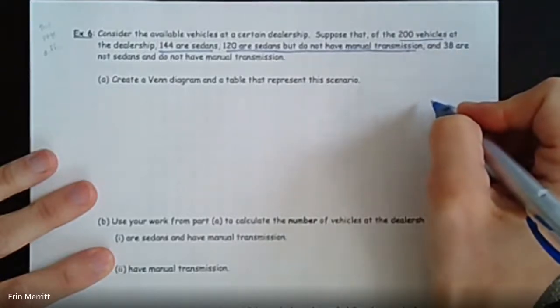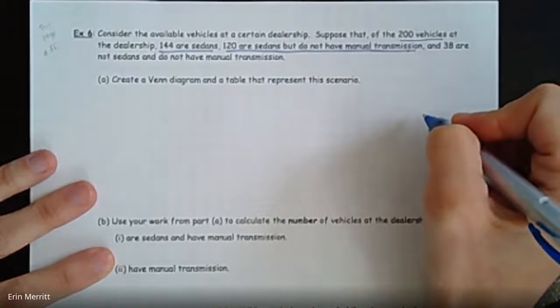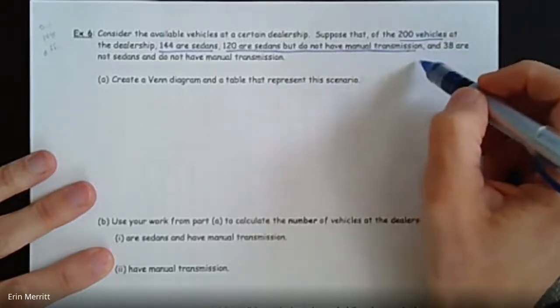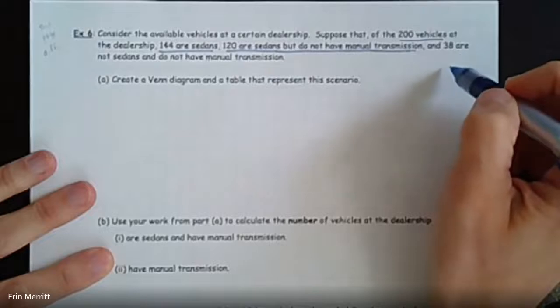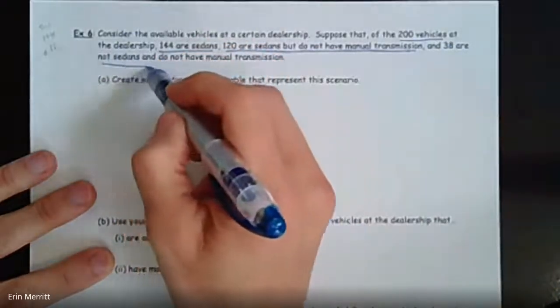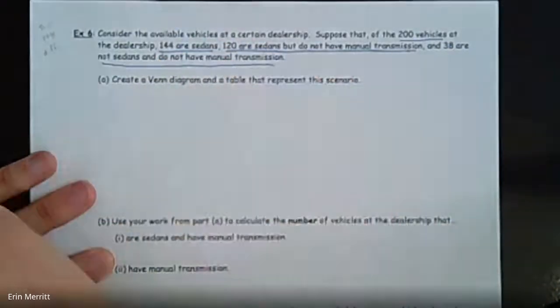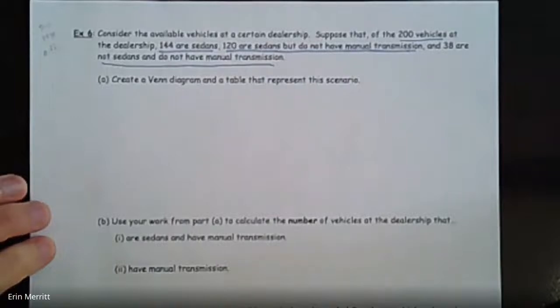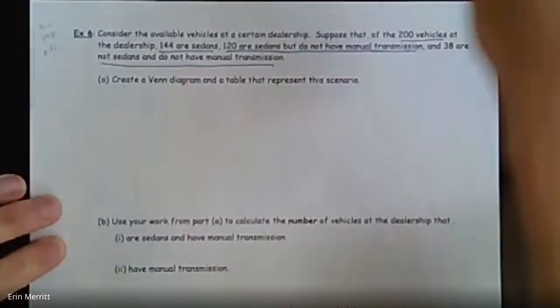That doesn't seem to make sense. 120 are sedans, but do not have manual transmission, and 38 are sedans and do not have manual transmission. Not going to fit. Not understanding that one. All right. You know what I'm going to do? I'm going to double check and make sure I don't have a weird typo going on here, and then I will repost a video for this last page.